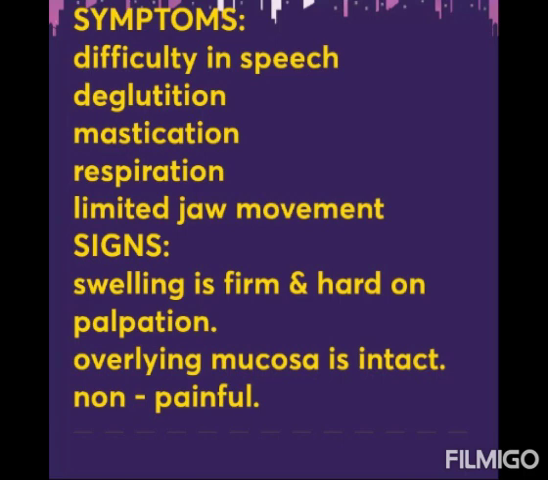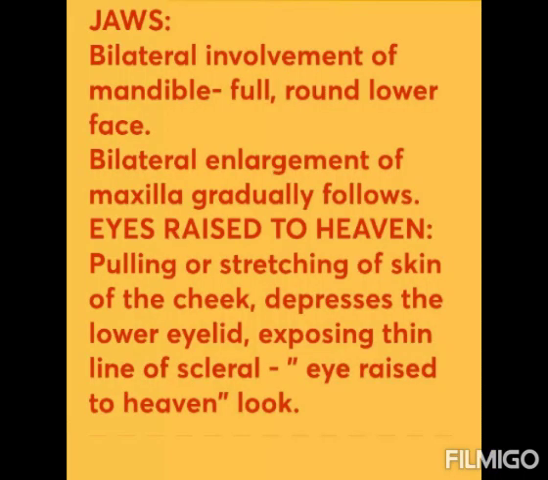Moving on to the jaws, there is bilateral enlargement of the mandible. In this condition, it produces a full round lower face. Bilateral enlargement of the maxilla gradually follows. First there is bilateral enlargement of the mandible, and then bilateral enlargement of the maxilla follows.